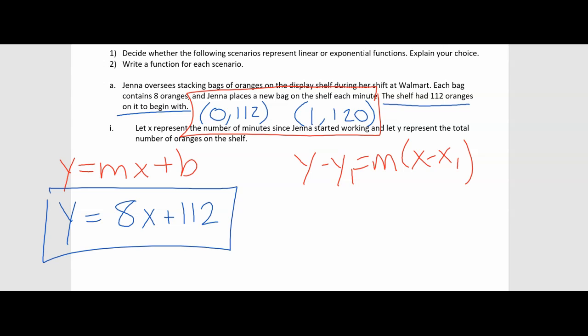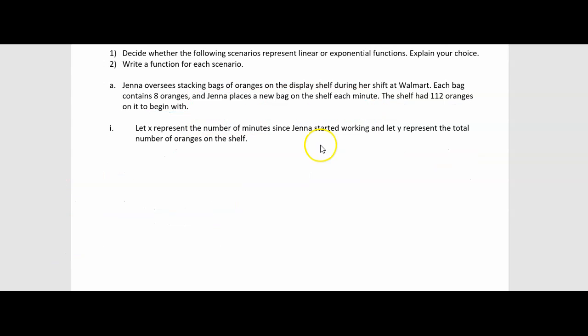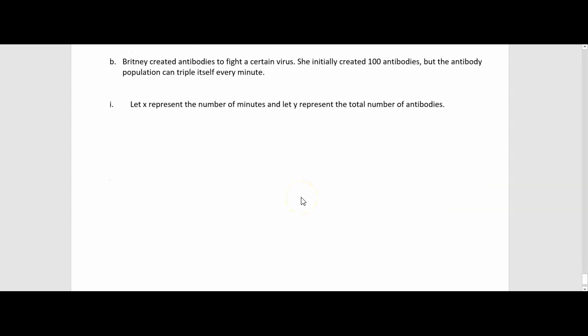Okay, let's check out the next example. This one says Brittany created antibodies to fight a certain virus. She initially created 100 antibodies, but the antibody population can triple itself every minute. Let x represent the number of minutes and let y represent the total number of antibodies.